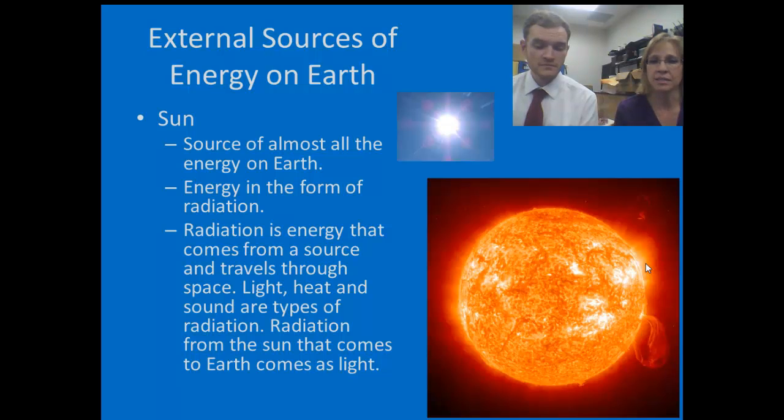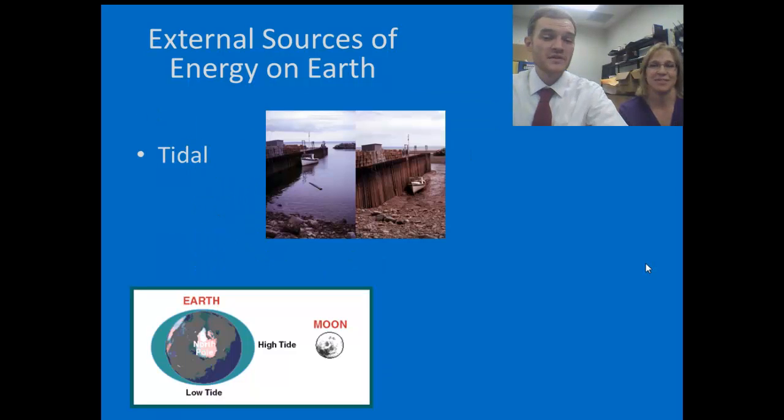Light and heat and sound are all types of radiation. The radiation that comes from the sun comes to the earth as light. Now some of this is reflected back into space, but much of it does come in and impacts the earth on the earth's surface. So, another external source of energy on earth is the tides. And tides are an external source because they have to do with the moon. And the moon has a gravitational pull. It's not strong enough that we can feel it, but it's strong enough that it actually affects our oceans.